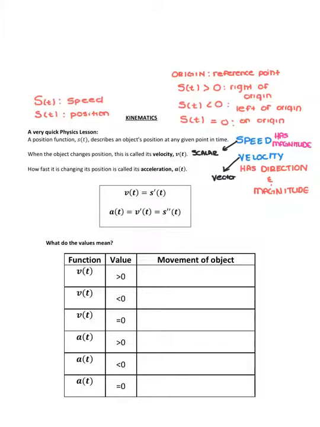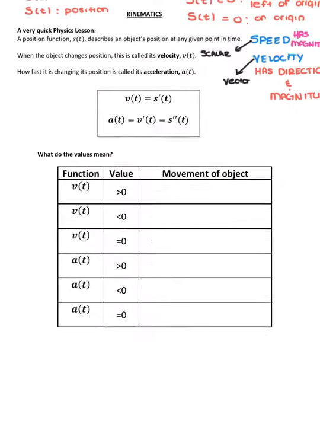So just to reiterate, when the object changes position, this is called its velocity. How fast an object is changing its velocity is called acceleration. So acceleration is just how is your velocity changing? Right? How fast is it changing? Okay, so let's evaluate some signs of velocity and acceleration and see what's going on.